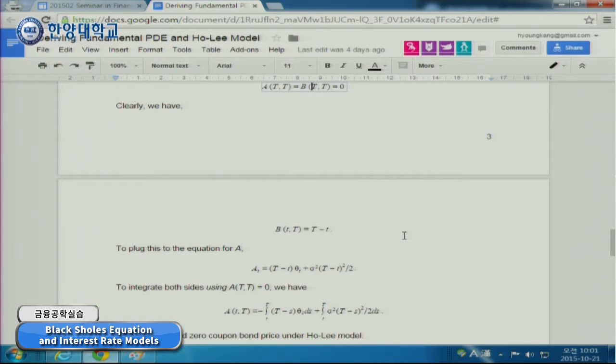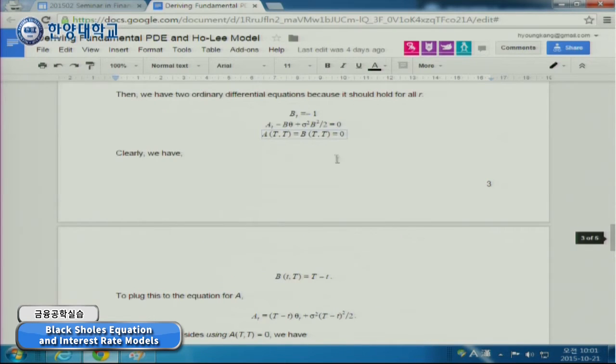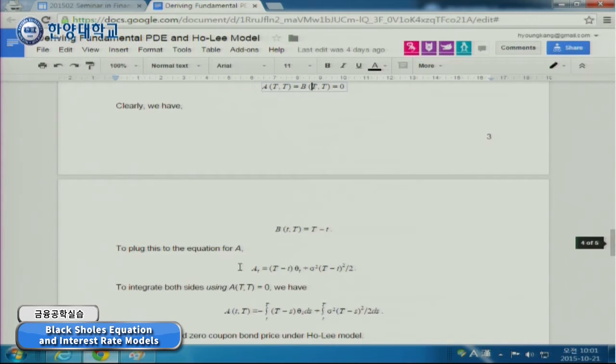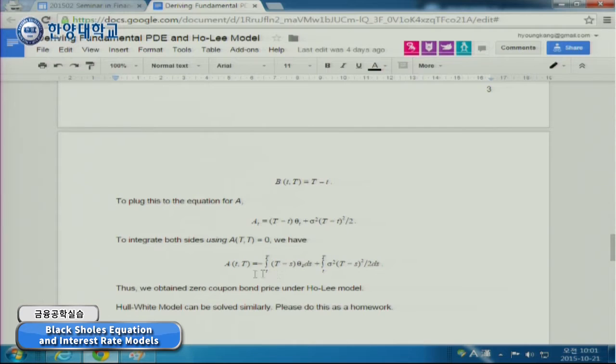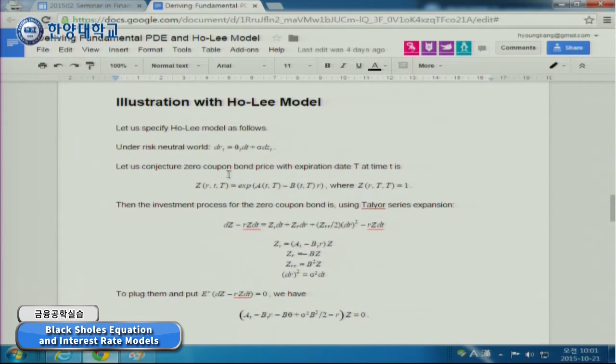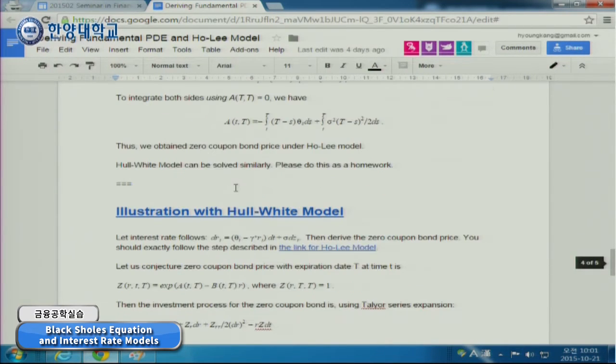Very easy. And then for the second term, well, we know B, so we can plug B over here. So A_t equals theta_t times (T minus t) minus sigma squared times (T minus t) squared over 2. So therefore, A is simply the integration of this one, done. So this is the solution from the Ho-Lee model. Once we have the Ho-Lee interest rate process, the zero coupon bond price is this one. So we can get the bond price.